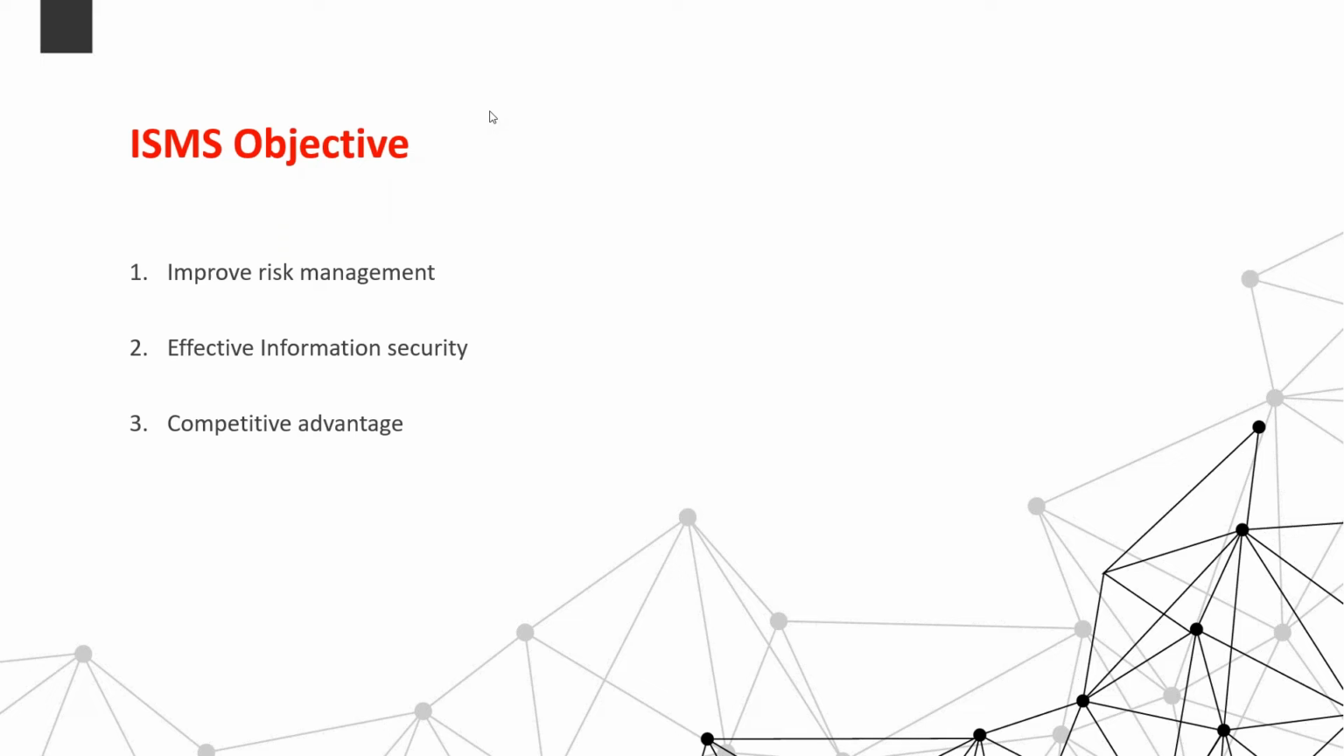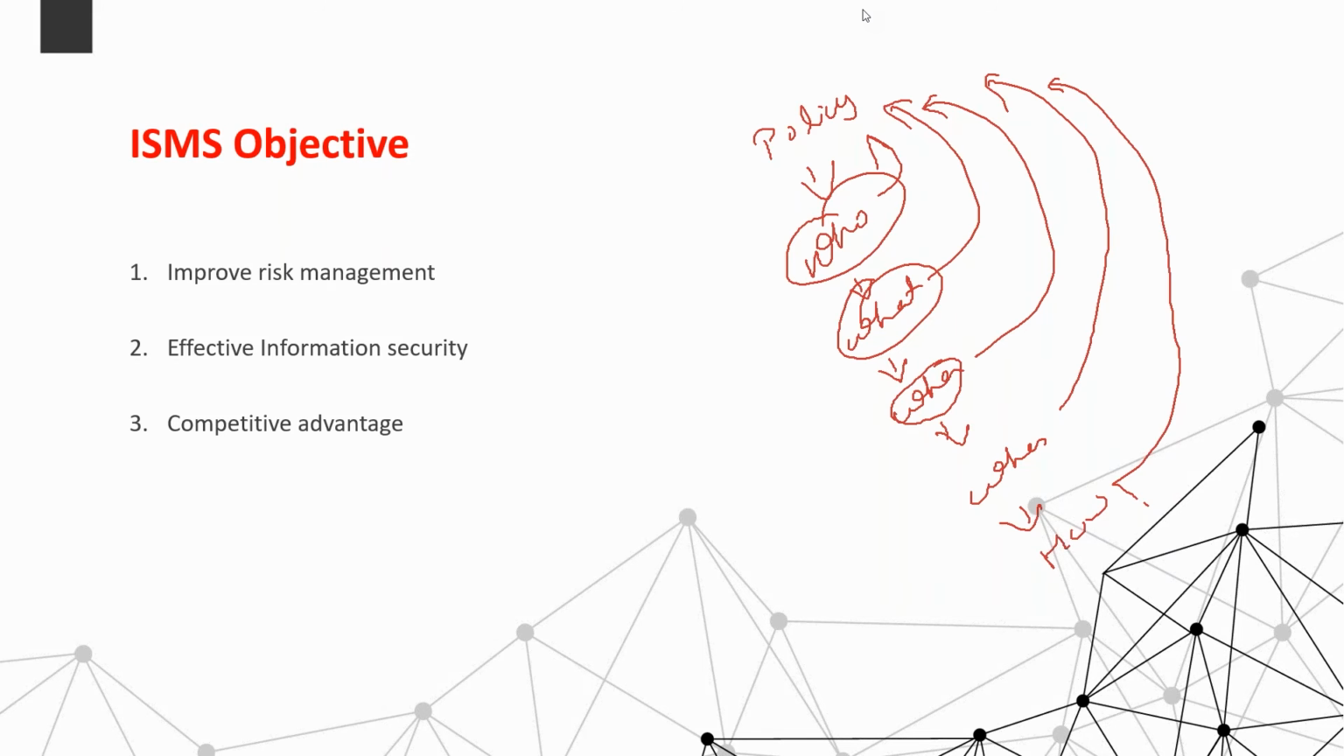So when we plan to achieve any security objective for the organization, we should determine this: what needs to be implemented, who needs to implement it, when it needs to be implemented, where it needs to be implemented, and how it will be implemented. With the help of this, we can achieve those particular areas.